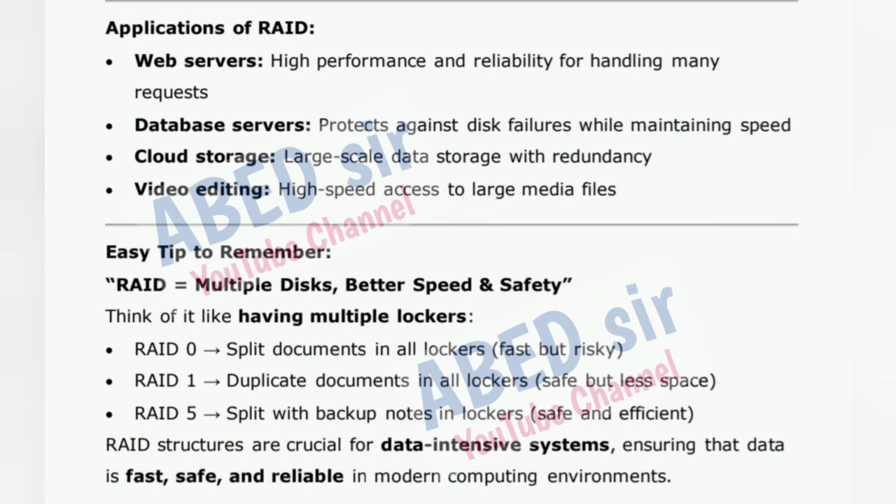Easy tip to remember. RAID equals multiple disks, better speed and safety. Think of it like having multiple lockers. RAID 0, split documents in all lockers, fast but risky. RAID 1, duplicate documents in all lockers, safe but less space. RAID 5, split with backup notes in lockers, safe and efficient. RAID structures are crucial for data-intensive systems, ensuring that data is fast, safe, and reliable in modern computing environments.